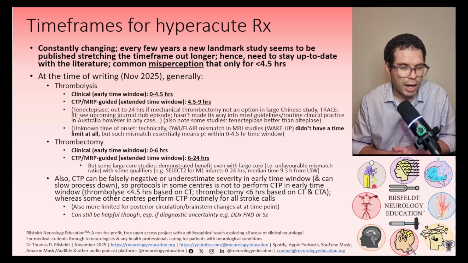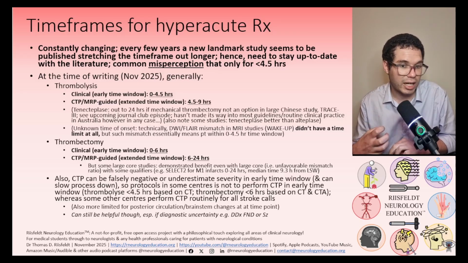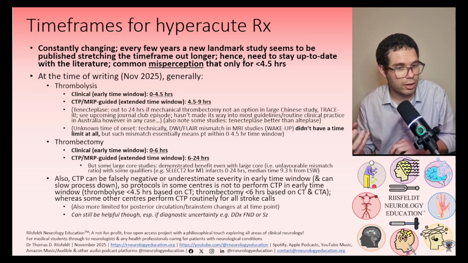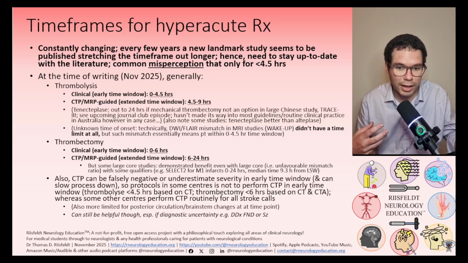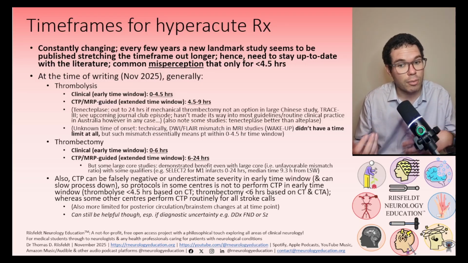The other thing is that a CT perfusion can still be helpful even in the early time window, especially if there's diagnostic uncertainty regarding a stroke versus a stroke mimic. So if you think the patient actually has a seizure or FND and you do a CT perfusion, then that can be highly helpful.